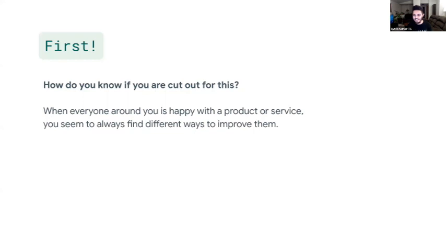One of the big qualities that we look for is that when everyone around you is happy with a product or service, you always find different ways to improve it. This is a very nice way of saying you complain a lot and you keep saying, why is it this way? Why did the hotel people treat me like this? You always complain at the service level.